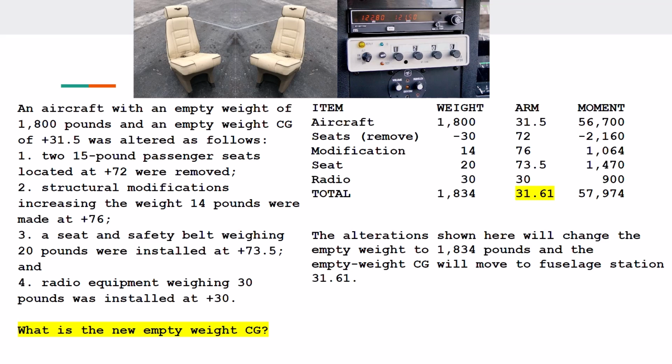If we add up all the weight, calculating our new weight, and add up all our moments, and divide our new moments by our new weight, our new CG will be 31.61. The alterations shown here will change the empty weight to 1,834 pounds, and the empty weight CG will move to fuselage station 31.61.